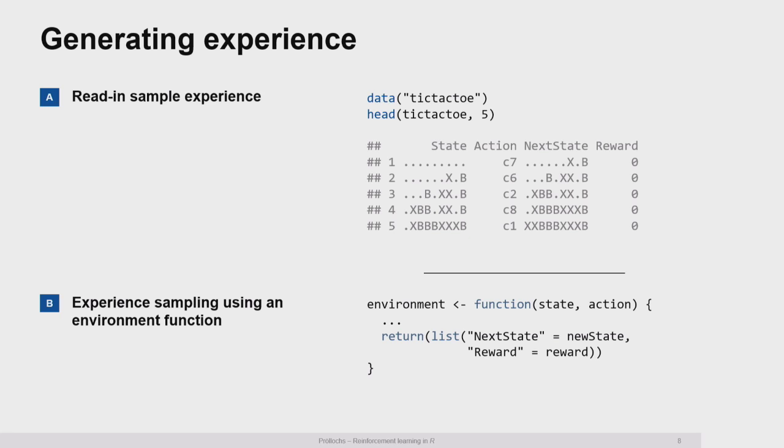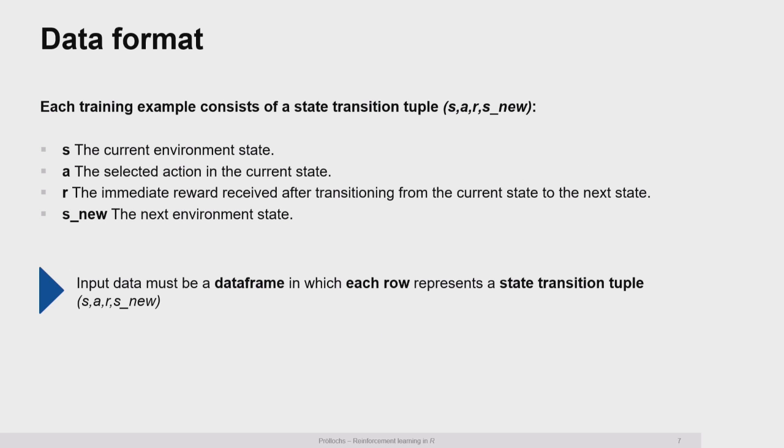This data set is also part of the package. Here we have got game states from the game Tic-Tac-Toe. We can just load this data using the data command. And as you can see, we have the current state on the left, and we have some kind of action, and we have the next state and the reward on the right. So it's just this format as we have seen on the last slide.